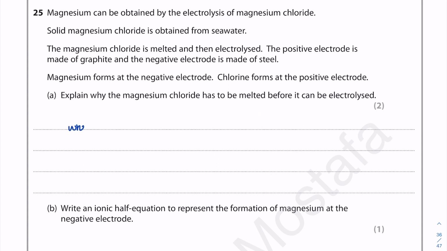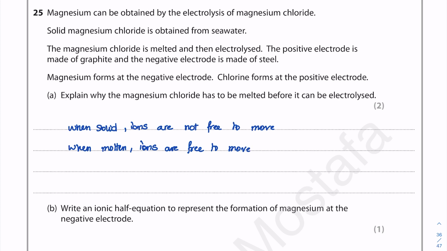عشان when solid, the ions are not free to move. أما when molten, ions are free to move.